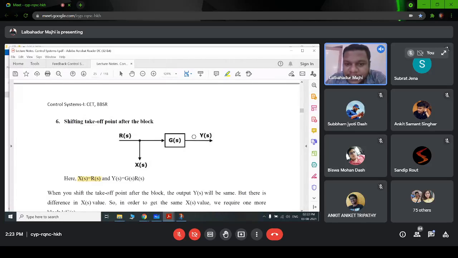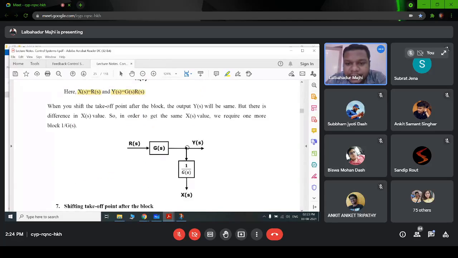So at this point also it is r of s. Whatever output branches out at the take-off point remains the same as the input. So this is also r of s and this is also r of s. So we can say this y of s will be this g of s into r of s. So now we have to shift this take-off point to here.